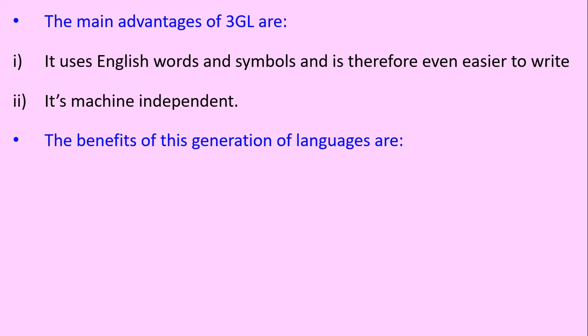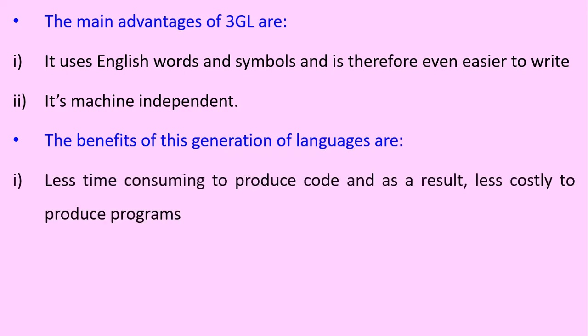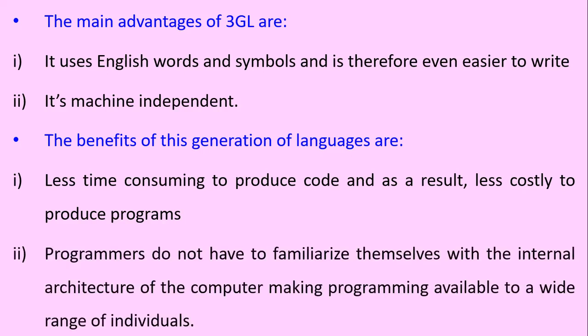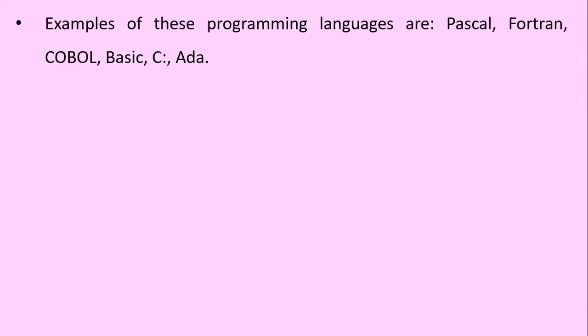What are the benefits of the third generation languages? Number one, it is less time consuming to produce the code, and therefore it is less costly to produce programs. Secondly, programmers do not have to familiarize themselves with the internal architecture of the computer, therefore making programming available to a wide range of individuals. Some examples of these programming languages are Pascal, Fortran, COBOL, BASIC, C, and others.